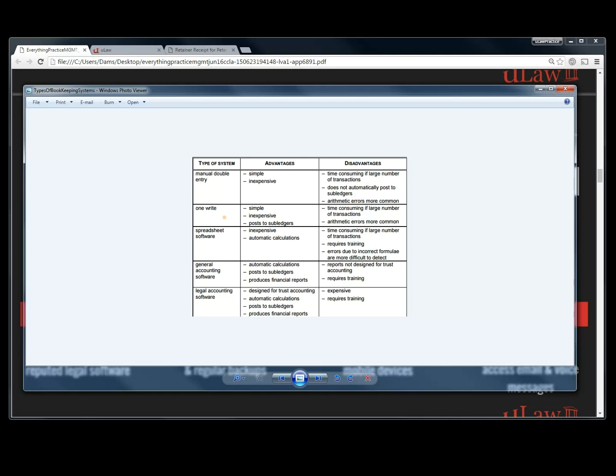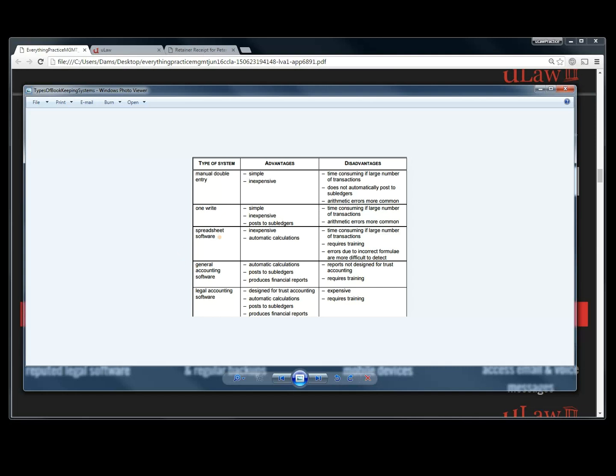Now, OneWrite, where you're maintaining just a simple post of subledgers, like events that happen one by one. Again, time consuming. Nothing better than the double entry, and again, a lot of arithmetic errors, so we don't see a big advantage there. Spreadsheet software can be good, because Microsoft Excel or Google Sheets provide you with good computation, and you can do all that stuff. Again, it requires a lot of training. You've got to train yourself. You've got to have a lot of discipline, and all that stuff.